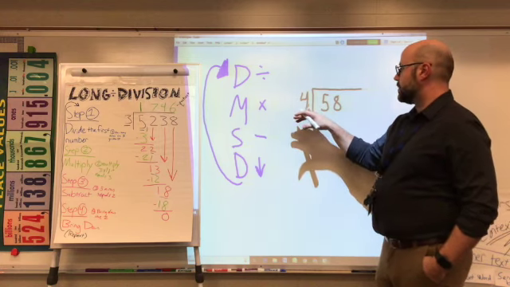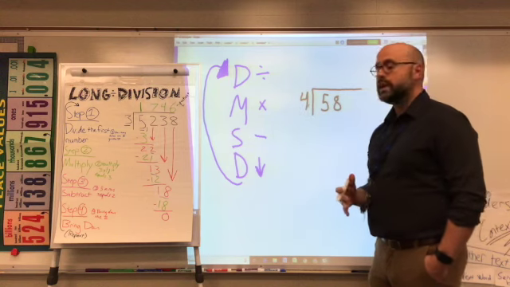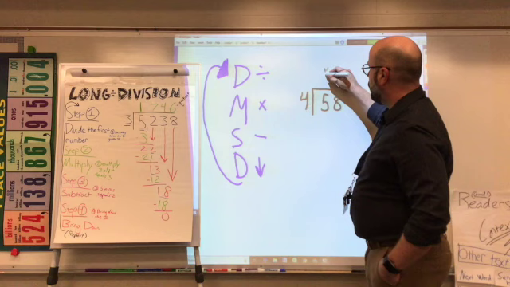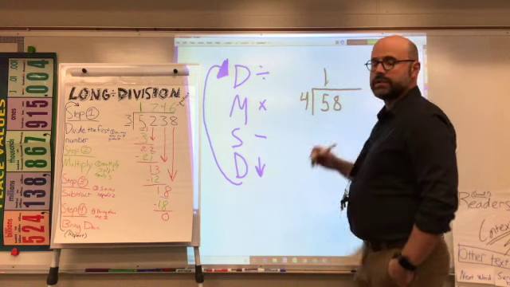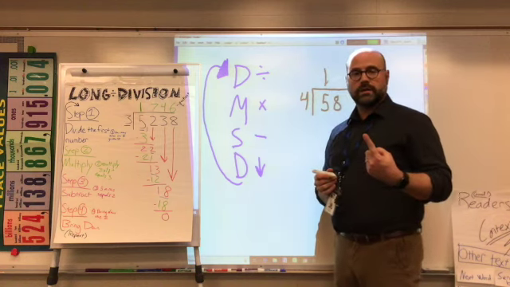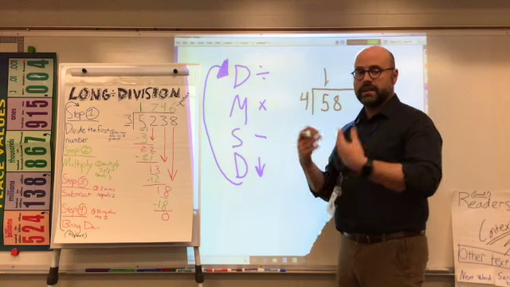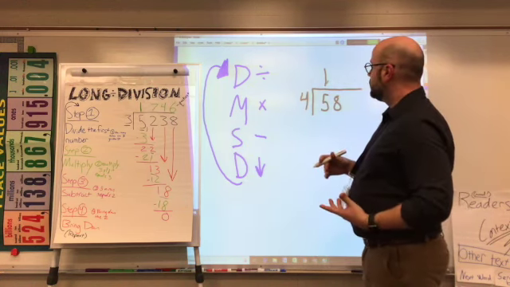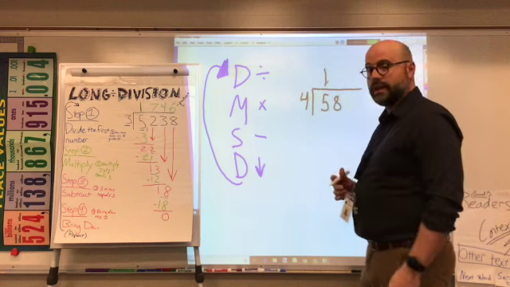Dividing the first number, how many times can 4 go into 5? Well, 4 can only go into 5 one time, because if you go twice, that'd be 8. That's 2 4s. 4 plus 4 is 8. 4 times 2 is 8. So 1 4 in 5.